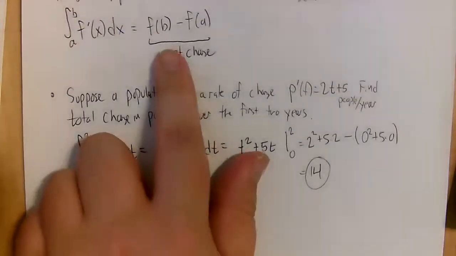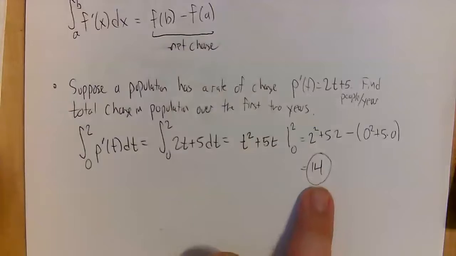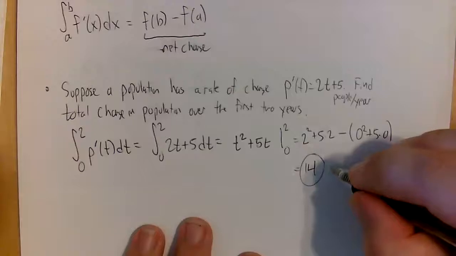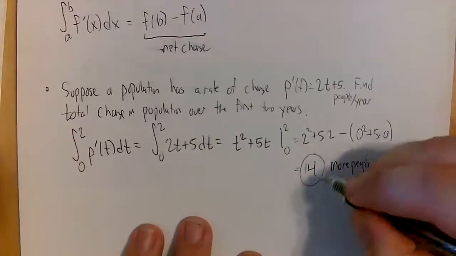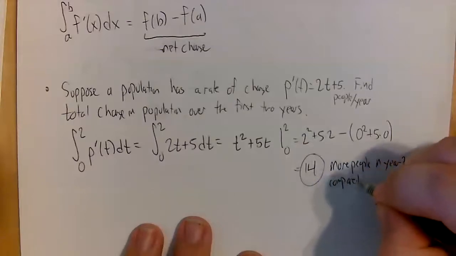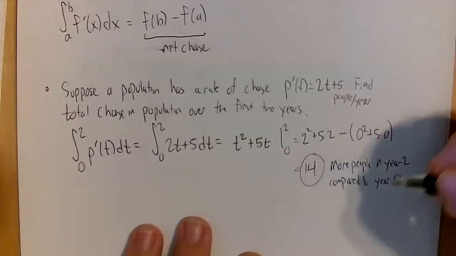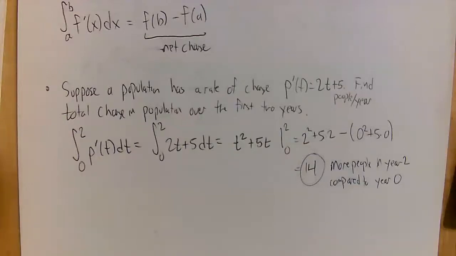Now, notice that this only gives the amount of change. So this doesn't say, oh, there are 14 people in our population after 2 years. All this says is that there are 14 more people in year 2 compared to year 0. So for example, if there were 100 people in year 0, then there'd be 114 people in year 2. If there were 1,000,000 people in year 0, there'd be 1,000,014 in year 2. Remember, this gives you the amount of change. It doesn't necessarily give you any specific value. To know what that specific value would be, we would need to have some kind of data about the original function, like p of 0 equals some number.